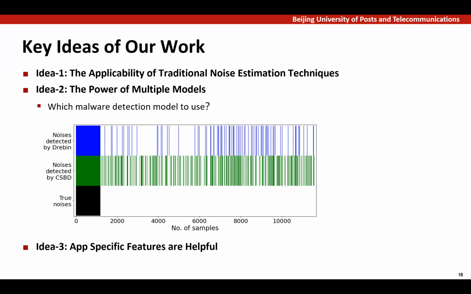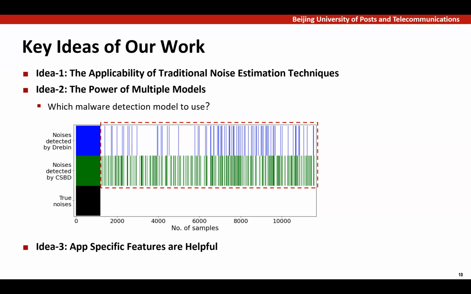In this figure, we give each app a number and rank noisy samples first. So each app is a data point on the x-axis, shown in solid colors when identified as noise. We can observe that both models can successfully detect many true noises, see the dense vertical lines on the left, but also have some false positives, see the sparse vertical lines on the right.